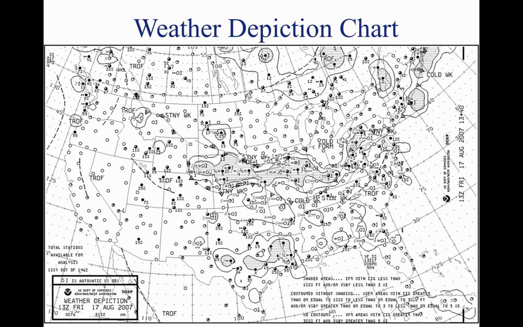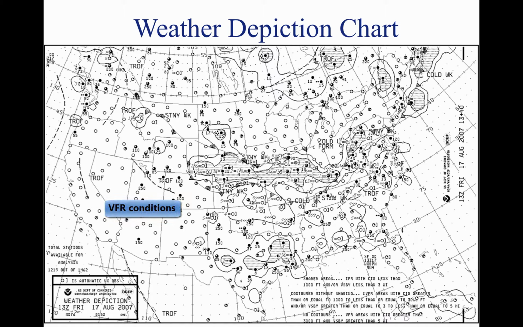Areas of IFR conditions, ceilings less than 1,000 feet and visibility less than 3 miles, are shown by a hatched area outlined by a smooth line. MVFR regions, ceilings 1,000 to 3,000 feet, visibility 3 to 5 miles, are shown by a non-hatched area outlined by a smooth line. Areas of VFR, no ceiling or ceiling greater than 3,000 feet and visibility greater than 5 miles, are not outlined.